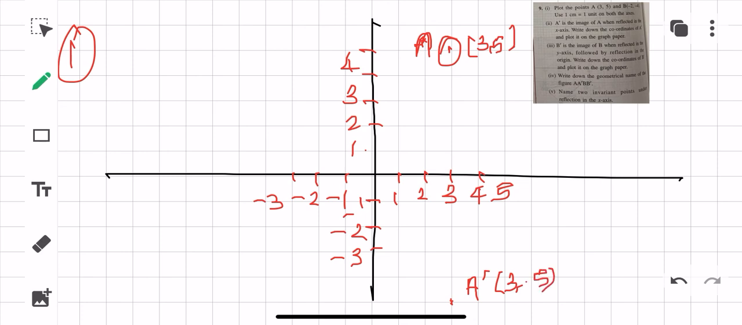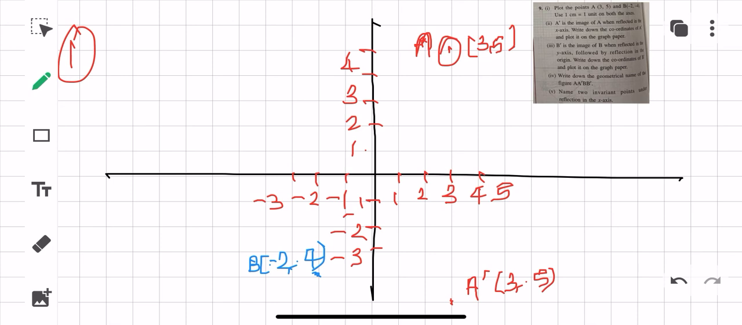Okay, now we'll be moving to the next point, children, that is B. So for B the point has been given as minus 2 comma minus 4. So this is going to be where minus 2 comma minus 4 is, this. So this is going to be point B, that is minus 2 comma minus 4, and this is getting reflected where, children?